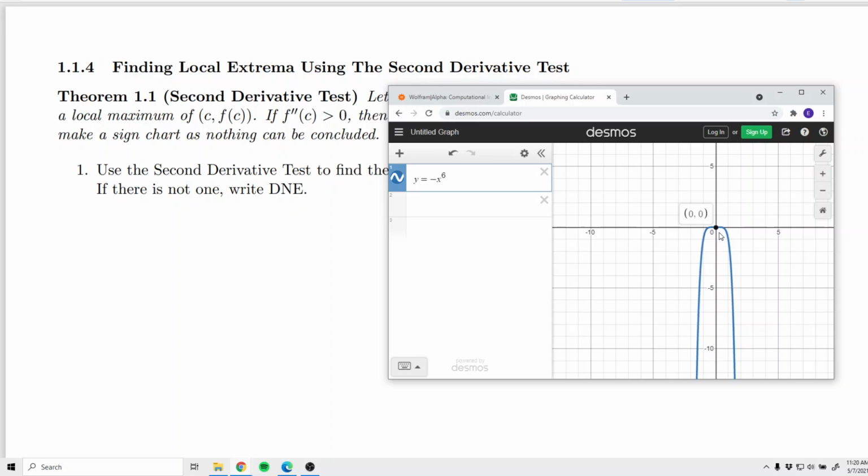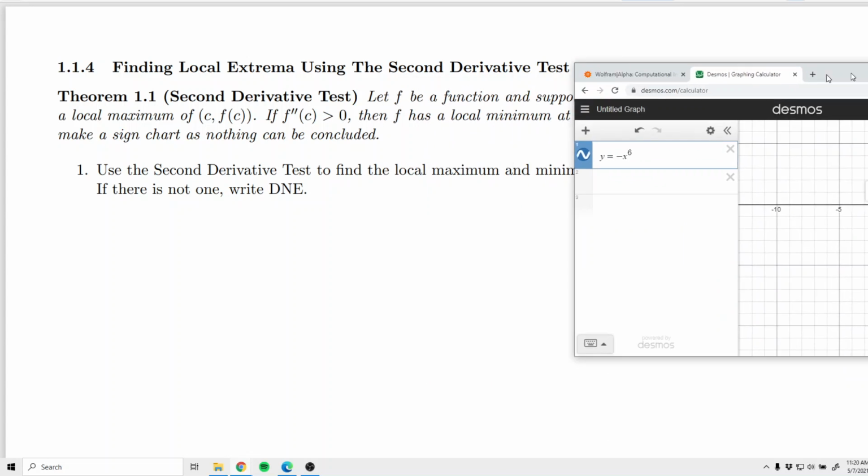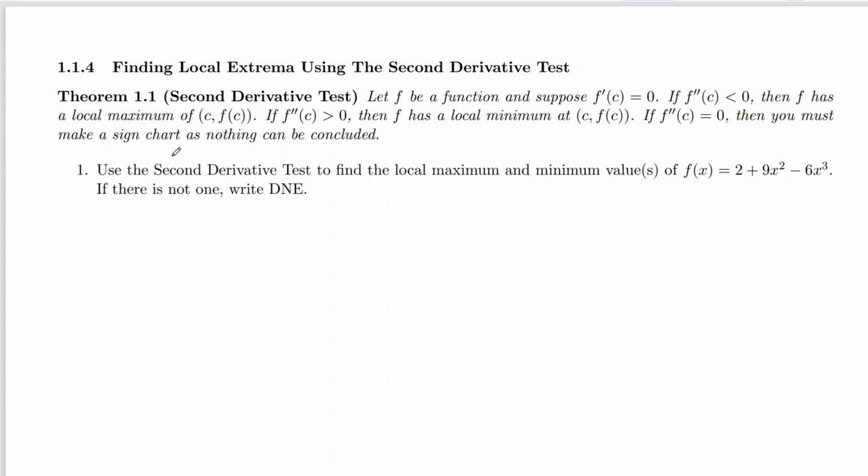So that was just a quick example of why when the first and second derivative are both 0, you can have a local min, you can have a local max, or you can have neither. The problem with the second derivative test is it won't tell you which situation you have. It'll tell you you have to do something else. And that's when we'll go to the sign chart method.